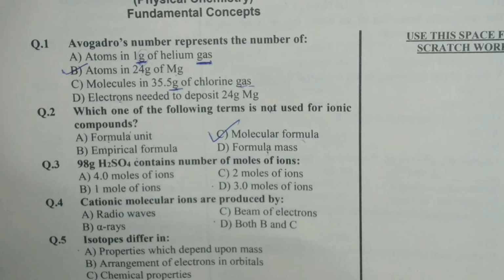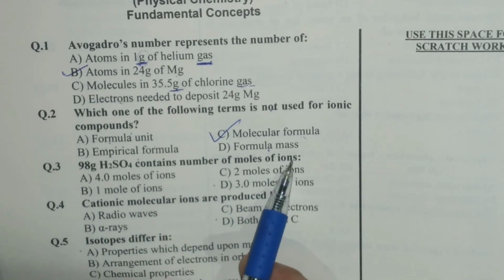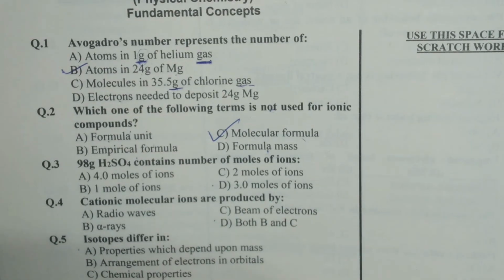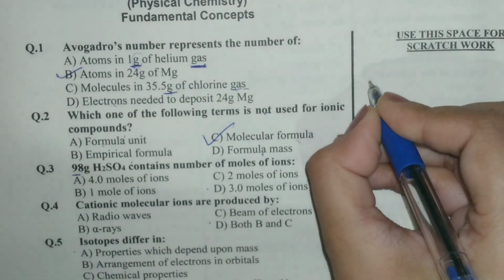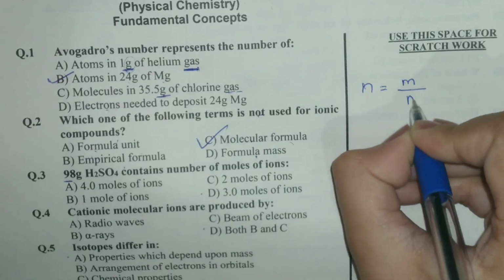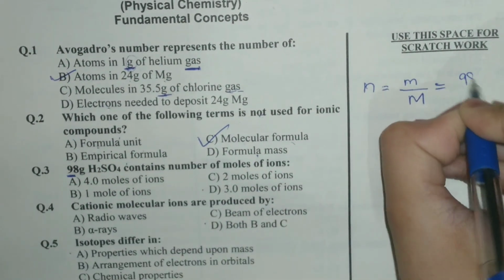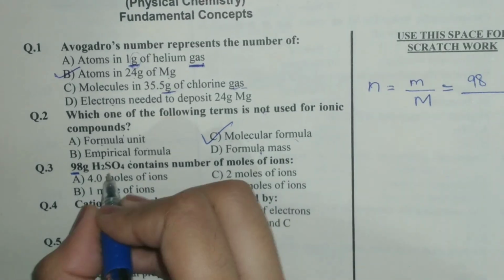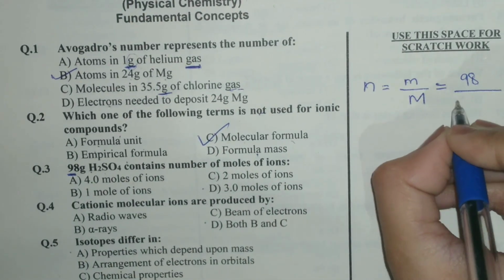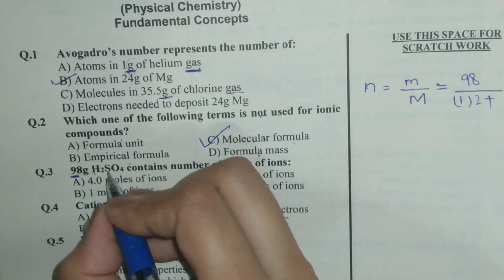So moving on to the question number 3, we have 98 grams of H2SO4 contains number of moles of ions. नंबर ऑफ मोल्स हमने फाइंड करने हैं, मास हमने गिवन है, तो नंबर ऑफ मोल्स का हमें फॉर्मूला आता है, नंबर ऑफ मोल्स इज इक्वल्स टू मास ओवर मोलर मास. सो मास हमें गिवन कितना है 98 ग्राम्स. सो डिवाइड कर देंगे 98 को मोलर मास के साथ, तो इसका मोलर मास कितना निकलेगा, लेट्स सी. हाइड्रोजन 1 मल्टीप्लाइड बाय 2 है, तो 2 प्लस सल्फर.